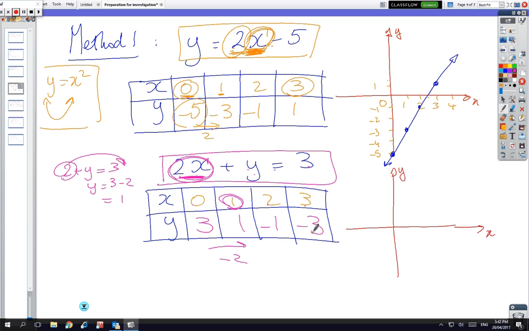And so again, we can draw it up on the axes. 1, 2, 3, and it's going from 3 to -3. 1, 2, 3, -1, -2, -3, and then we just make some dots. So 0, 3 is there, 1, 1 is there, 2, -1, and 3, -3. And again, if I've done it properly, it's a straight line. If you don't get a straight line, you've made a mistake.